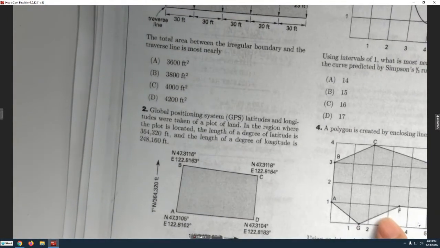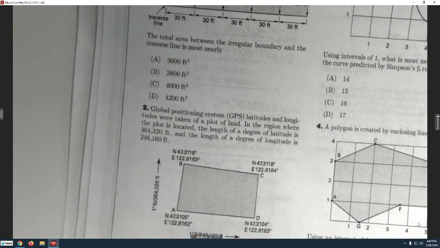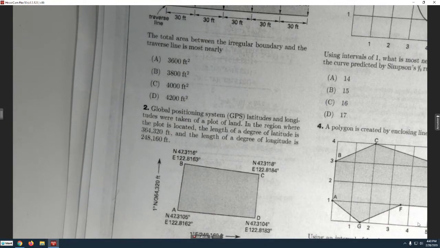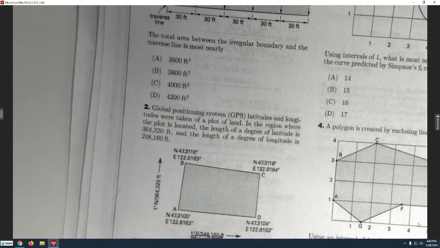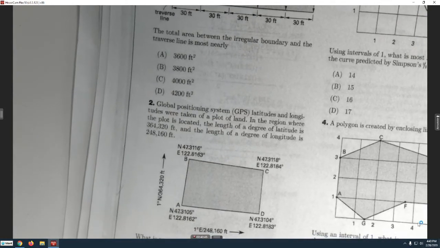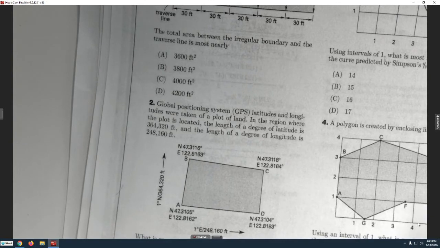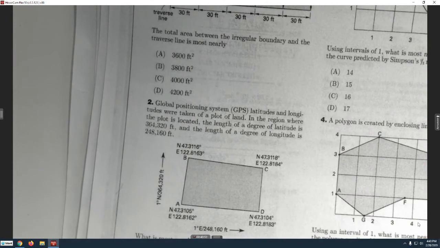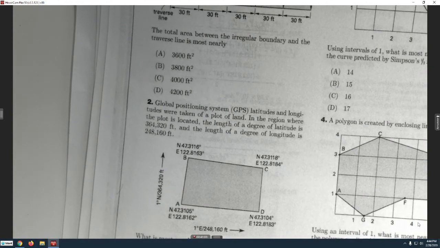And then the last question on this page, polygon. Using interval 1, what is the most nearly the area of a polygon predicted by the trapezoidal rule? You don't need to memorize the rule in this case. It's not given anyway. Just do simple geometry. Okay, this one cuts off these several pieces. So the answer is about 16.67. So the answer is C.